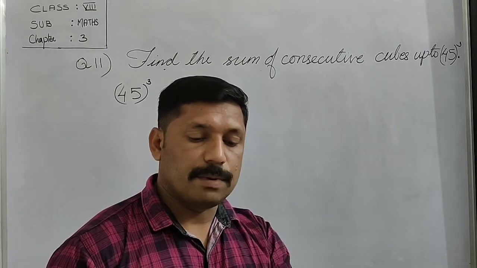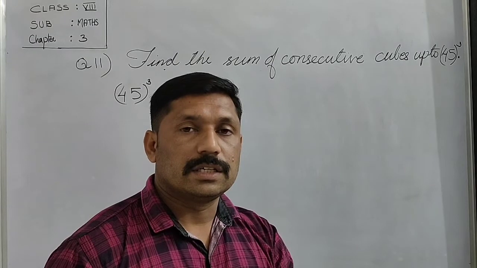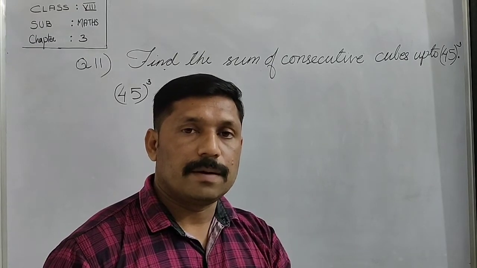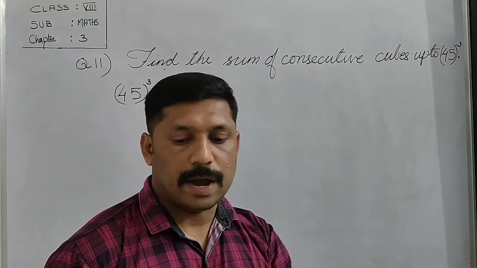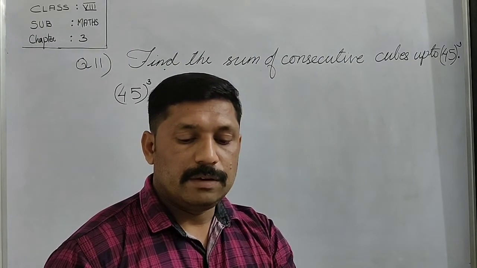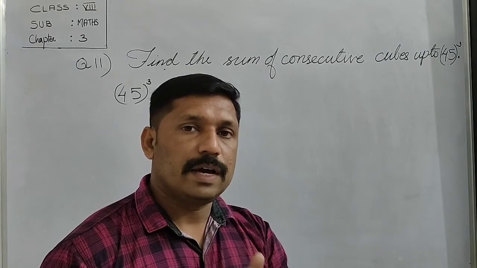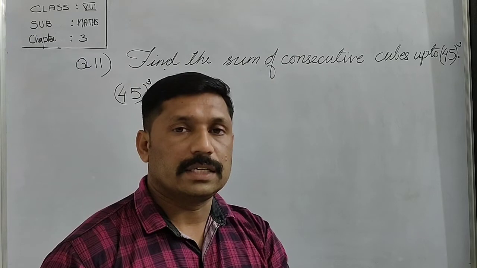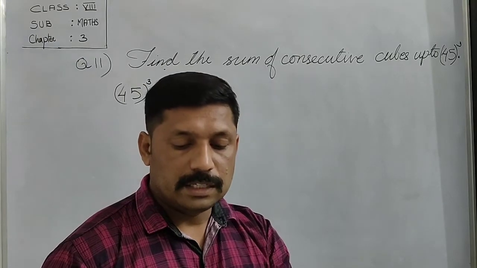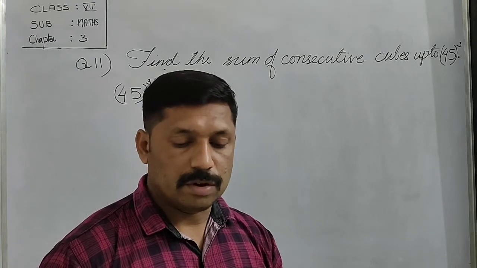Here one example, negative 135 is given. Its unit digit is 5. So if a number ends with 5, then its cube also ends in 5. That's the property. And if the next number is 24, the last digit is 4. So if any number ends in 4, then its cube also ends in 4. In this way, according to the property, you write the unit digit.